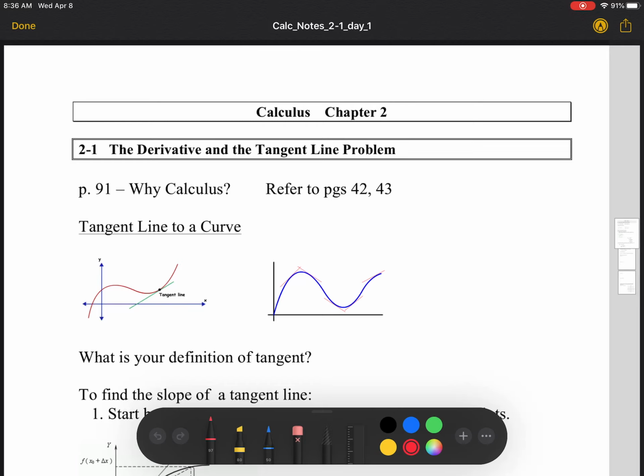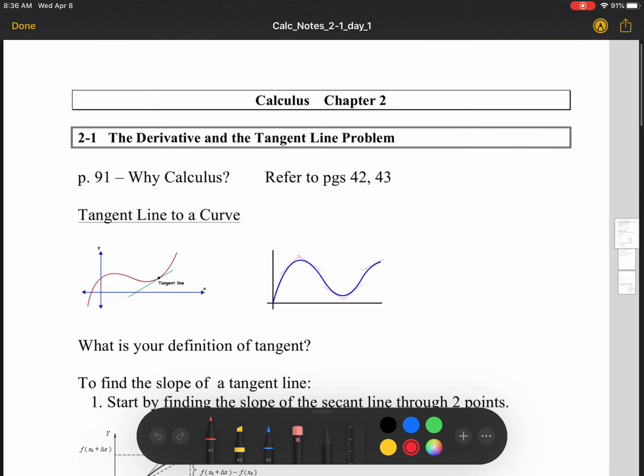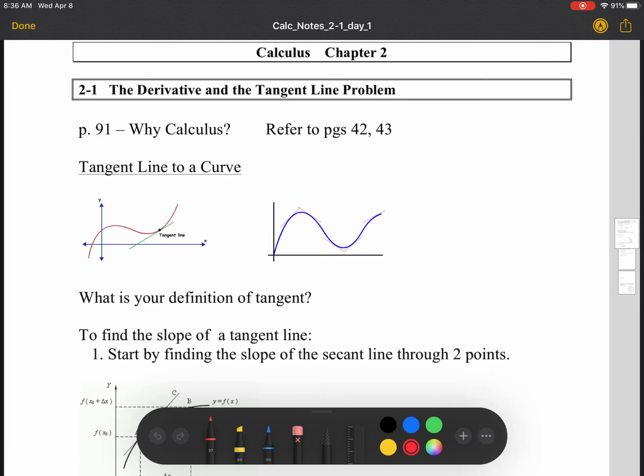All right, it's a big day. We're starting chapter 2. We get to start looking at tangent lines and how they apply to calculus. To me, this is when it starts feeling like we're really doing calculus for the first time, so get excited about that. What we're looking at today is the derivative and tangent line problems.